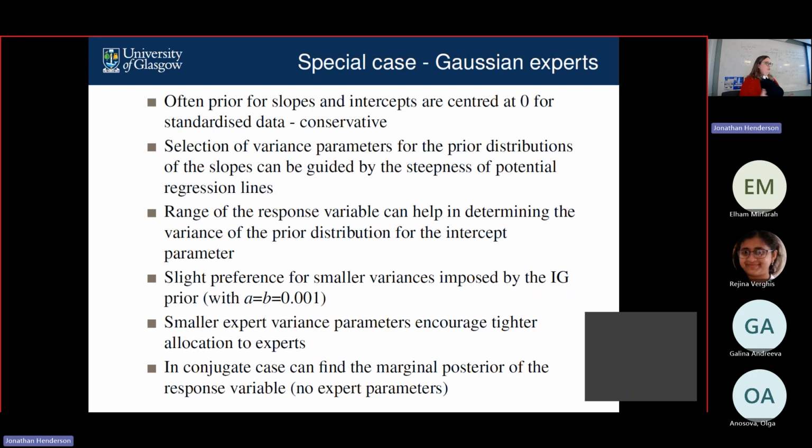The nice thing about that is, if you think about it, if I have a couple of regression lines that are really different, but the variability around them is huge, then points could potentially belong to any of them. So the smaller the variance around those regression lines, the more tightly these things are allocated to different experts. So we do actually want to try and have a little bit less variability.